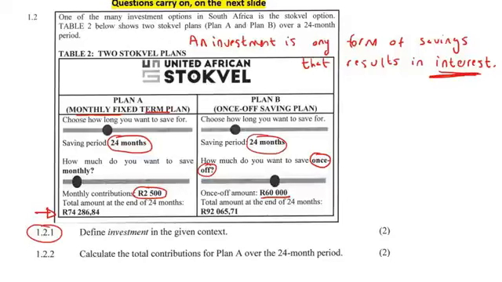Okay, so that was a really long talk by me. So define investment, we've done that. Fantastic. Next question. Calculate the total contributions for Plan A. So what do they mean by that? Well, what they mean is you're going to be doing this for 24 months, and every month you're going to be giving them 2,500 Rand.